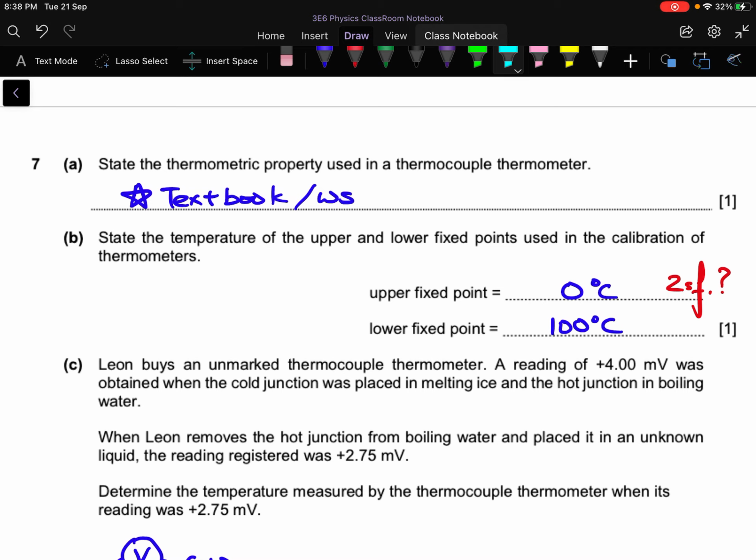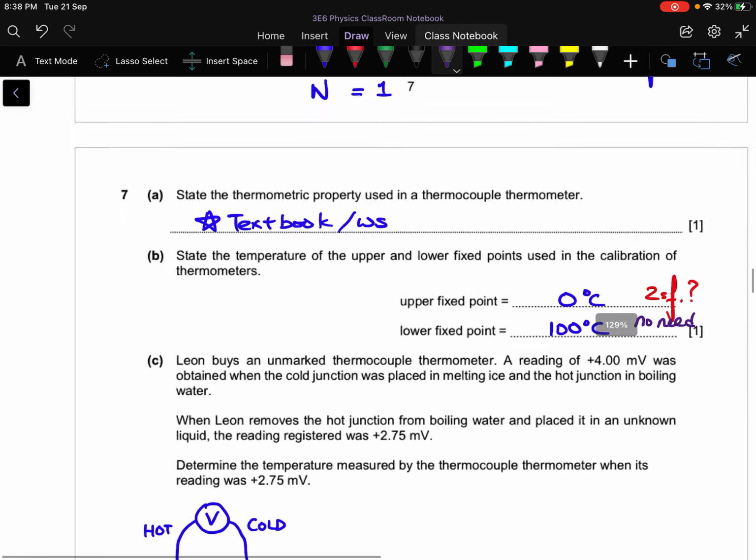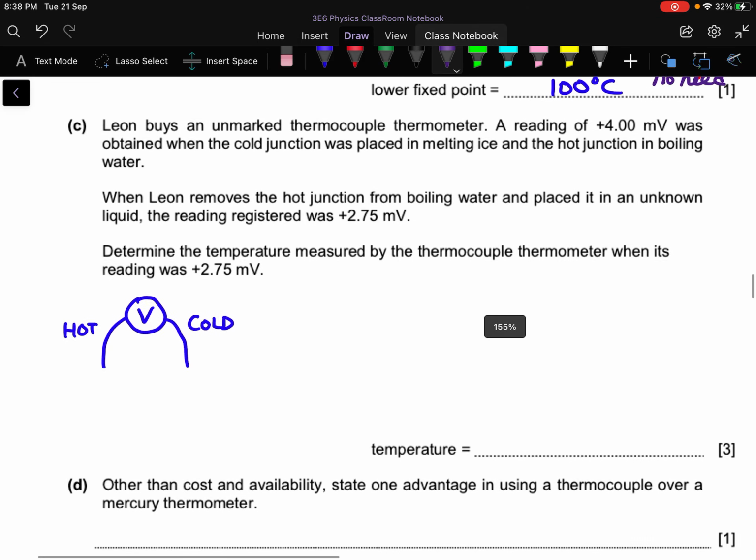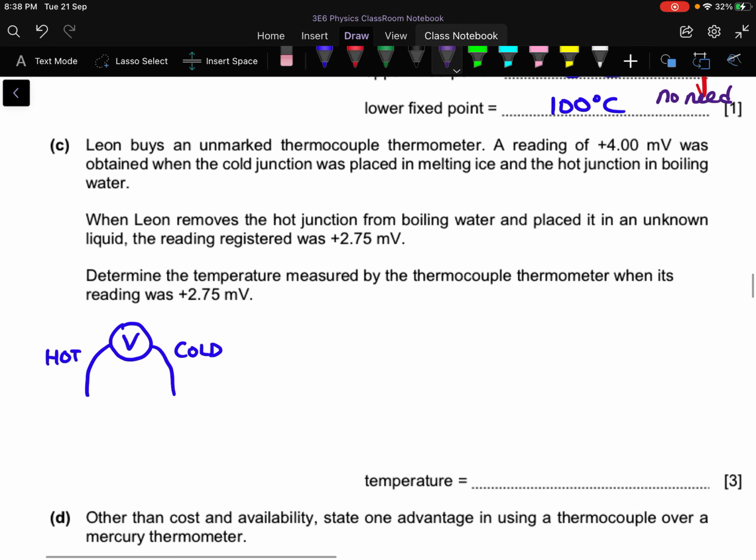7B is similar. For 7B, lower and upper fixed point, it is by definition, so refer to your textbook. In this case, no need to change it to 2SF. You can leave it like that. Okay, for part C, if you have problem doing this, it means that you need revision.